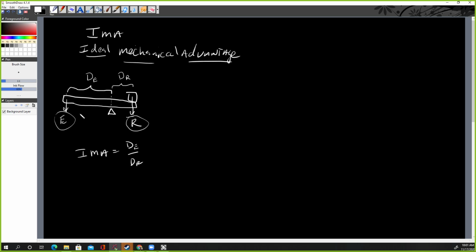So let's say this was 10 inches, and this was 5 inches, then it would equal 10 inches divided by 5 inches, and that would equal 2. We would say the ideal mechanical advantage of this machine, assuming you're pushing this side, is 2, which means it should be 2 times easier. Is this 10 pounds? Then I only have to push 5 pounds. Is this 100 pounds? Then I only need to push 50, and so on and so forth. That's called ideal mechanical advantage.